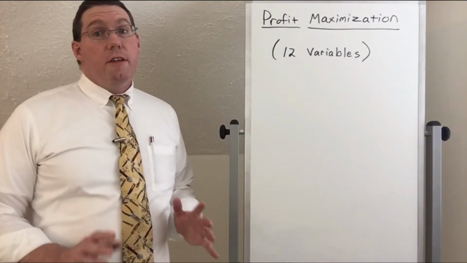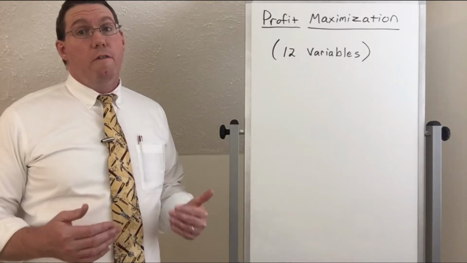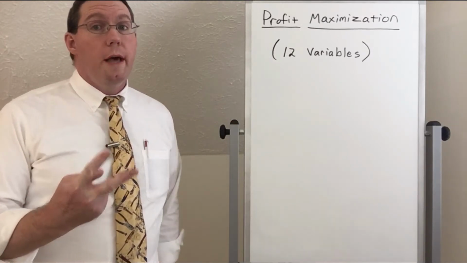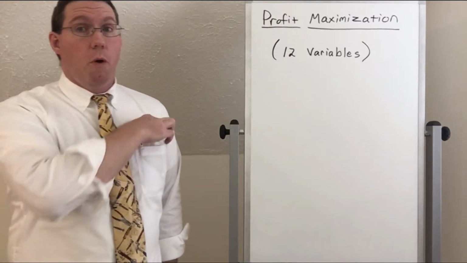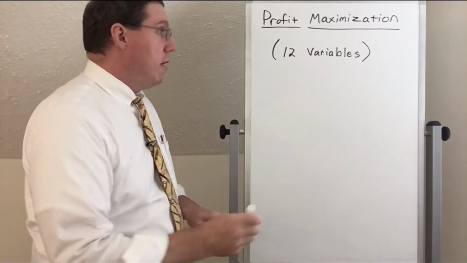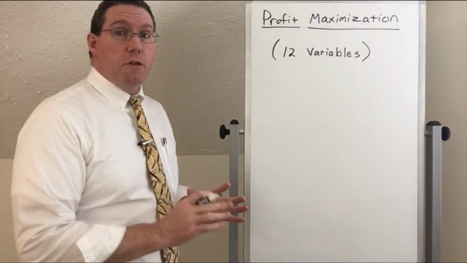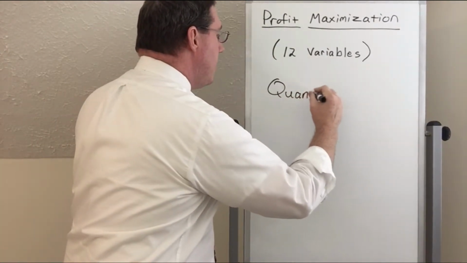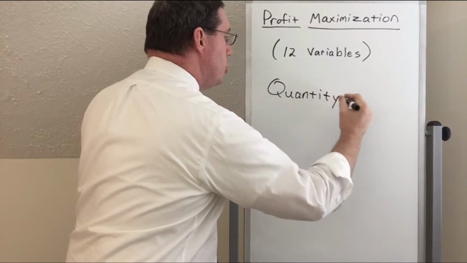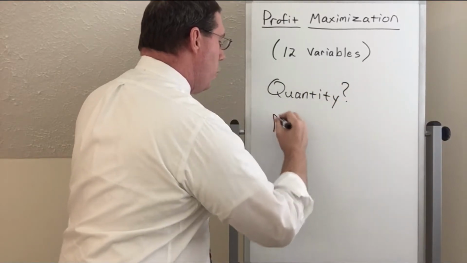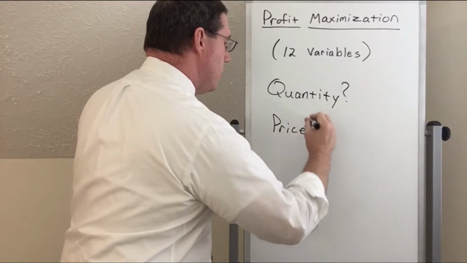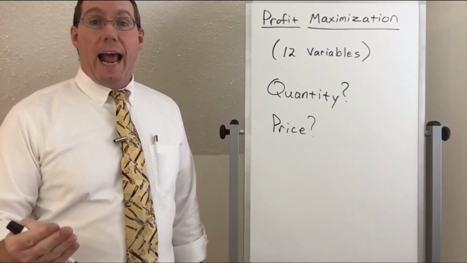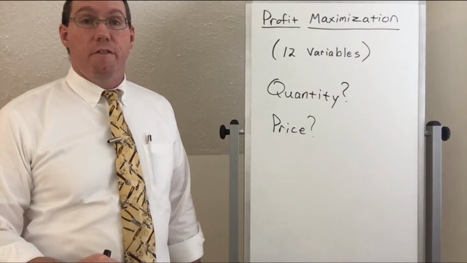Now, of all the decisions that businesses can make and of all of the economic variables that they face, there are two that are within their control. The two decisions that businesses have to focus on making are: what quantity should we produce, and what price should we charge when we produce that quantity? When we sell that output, how much should we sell it for?